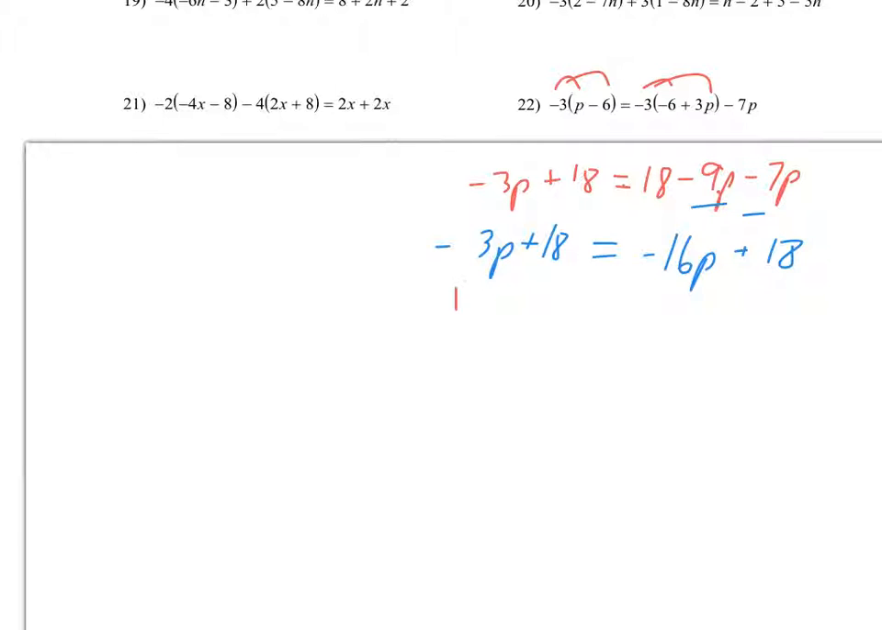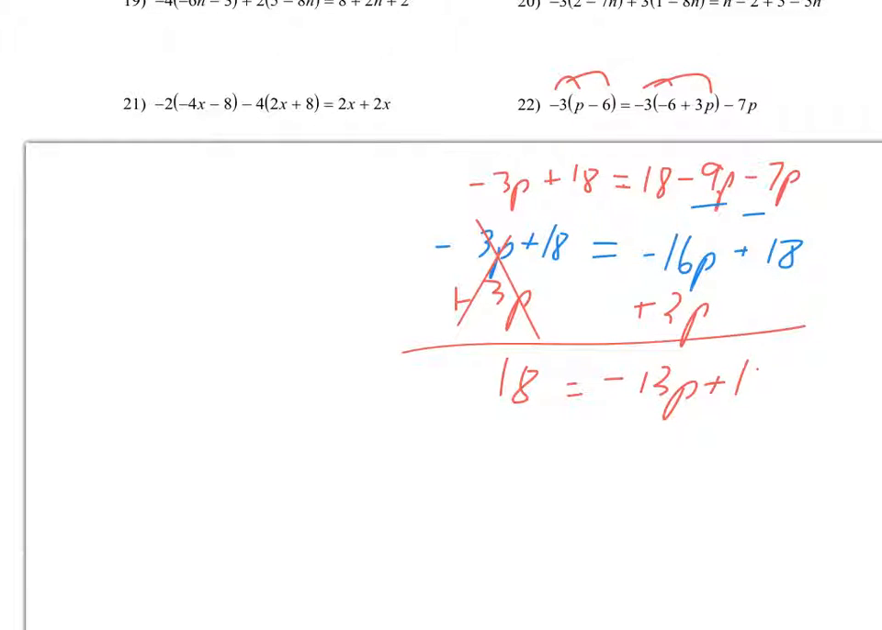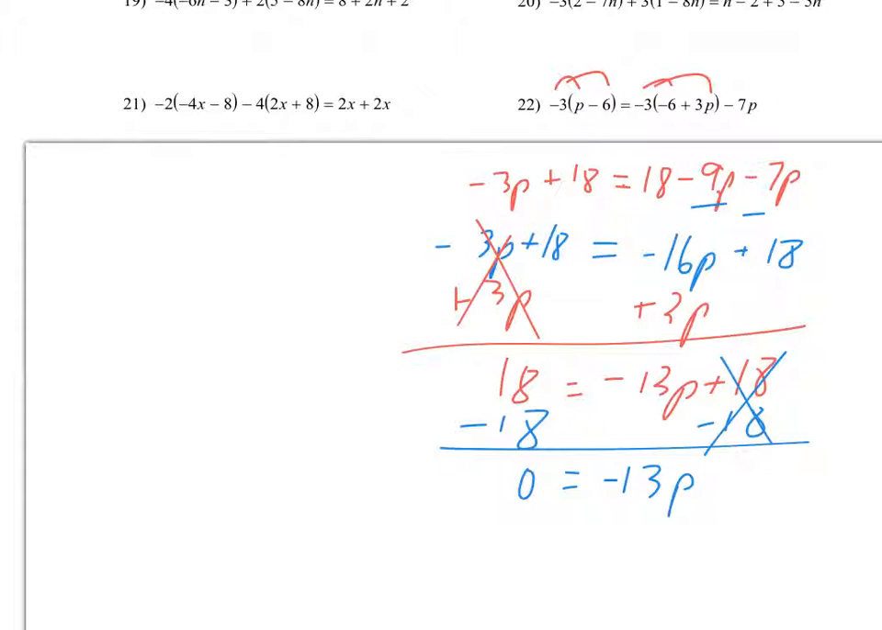And now I'm going to move the variables over to one side, so I'm going to add 3p over to this side. So that'll give me 18 equals negative 13p plus 18. Now we're going to subtract 18 from each side, so we get the numbers to the other side, variables on one side, numbers on the other. And that gives you negative 13p. Now we're going to divide by negative 13 to isolate p. 0 divided by anything is always 0, so that's just our answer.